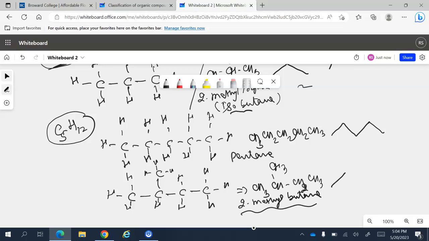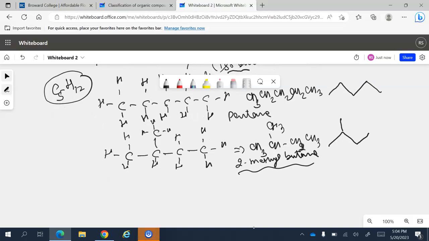The line angle formula has a 4 carbon chain with one as a branch. By the way, with the same structure, you can have the branch in a different way, like 1, 2, 3, 4, with the branch here. But if you look at these two structures, they are exactly the same. They are just conformations, but the same structure. Either you have the branch here or here; if you flip that, it will be the same. So this is another constitutional isomer.